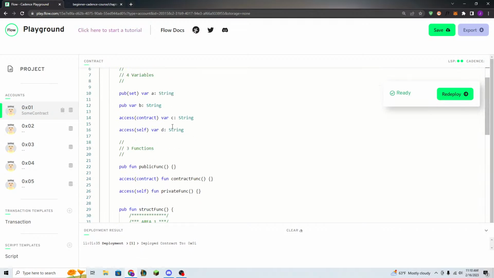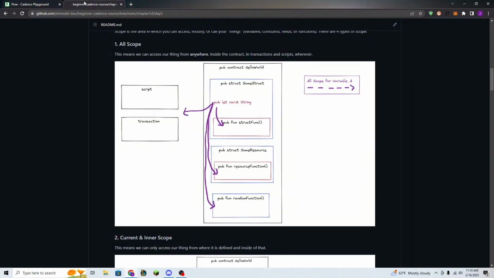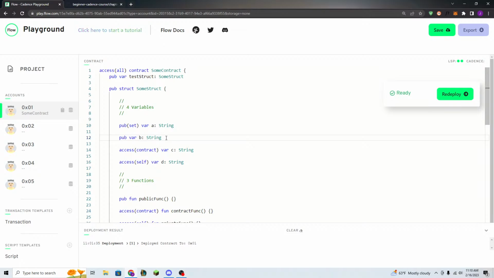So what we can do is take a look at an example contract I have that's sort of like a puzzle, and we can start to identify where certain variables can be read.